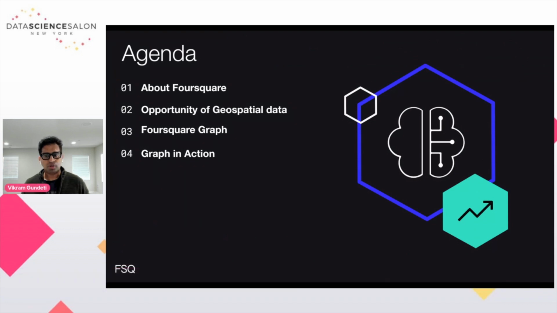Today, I'm going to talk about Foursquare Graph and how it makes it easier for businesses to derive value from geospatial data. I'll start with a brief history of Foursquare, the products we offer, identify some of the challenges in handling geospatial data, and explain with examples how Foursquare Graph addresses this problem. So let's get started.